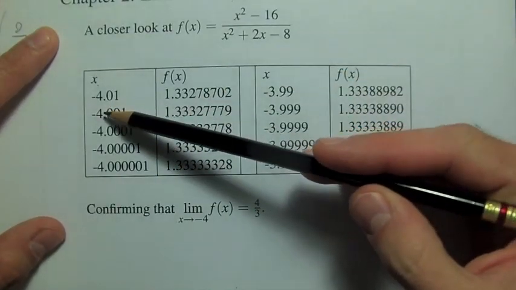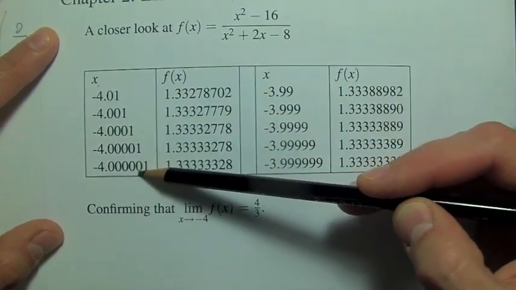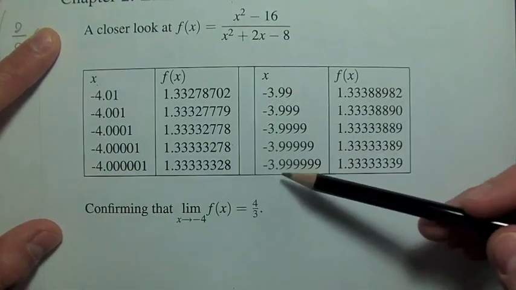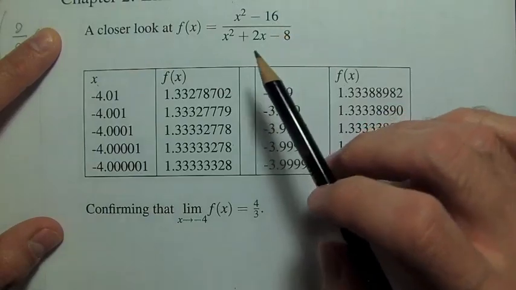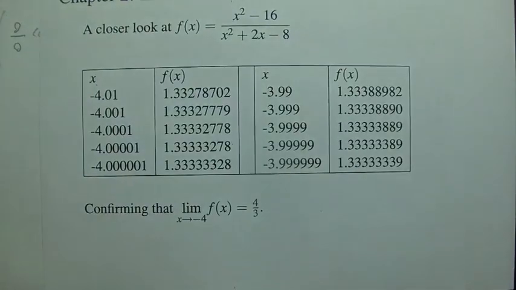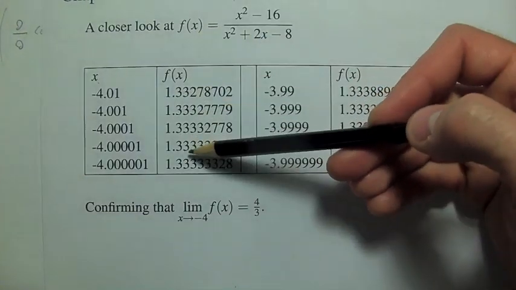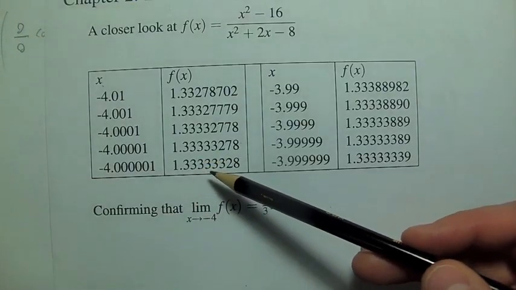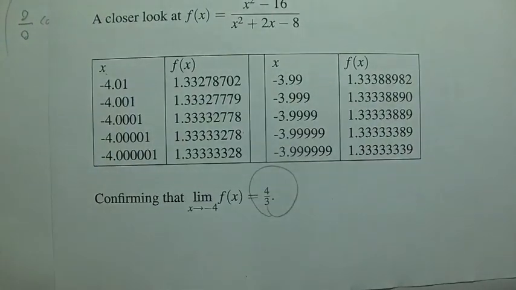So starting at negative 4.01 all the way up to negative 4.000001, and also from the other side, negative 3.99 all the way up to negative 3.999999, with six nines after the decimal place. And what we see is it looks like as x gets closer and closer to negative 4, f of x is getting closer and closer to, looking at the pattern on both sides, 1.33333, so 1.3 repeating, and lucky for us, that ends up being 4/3.